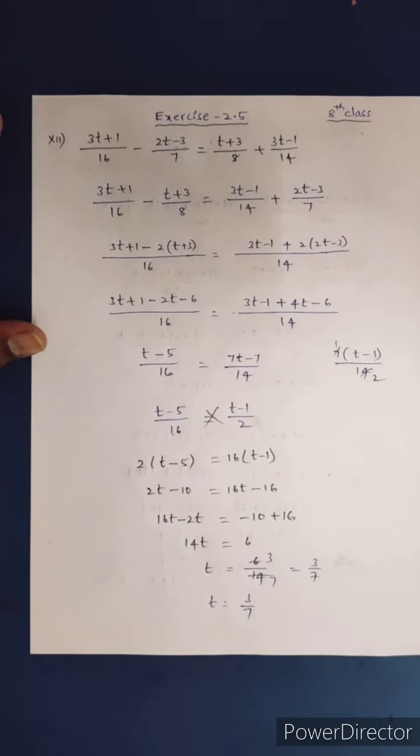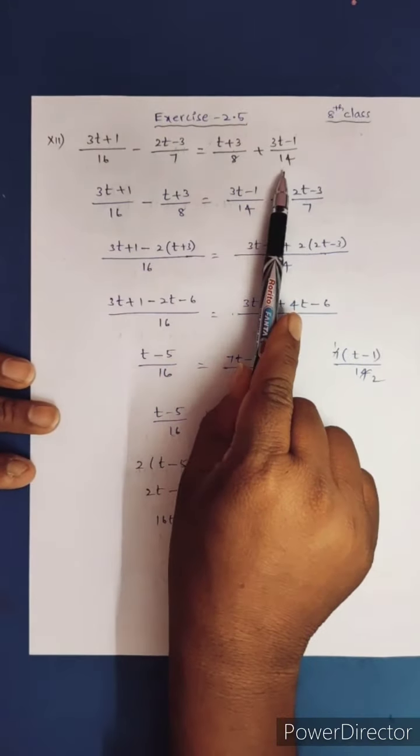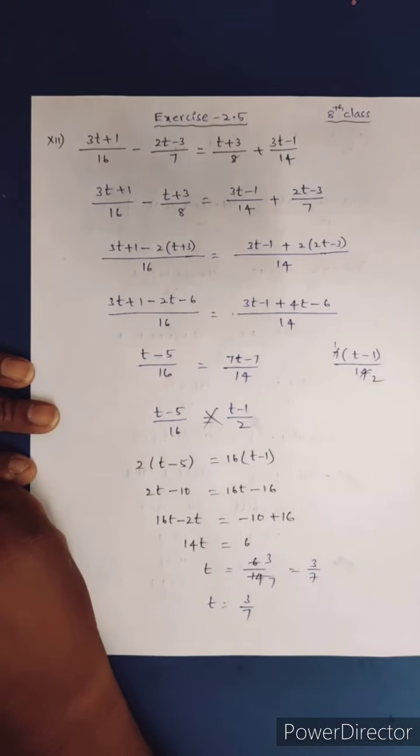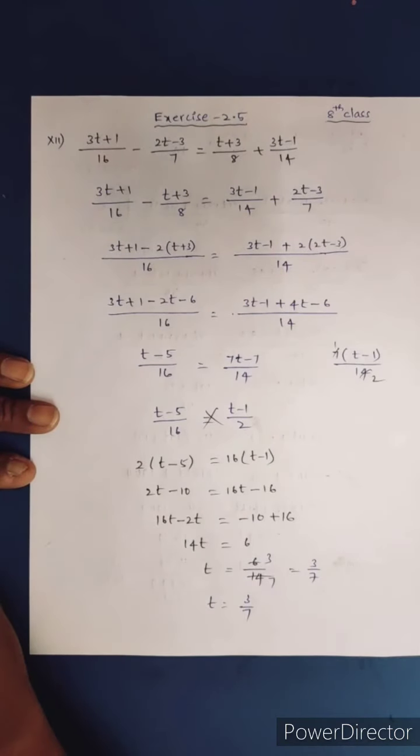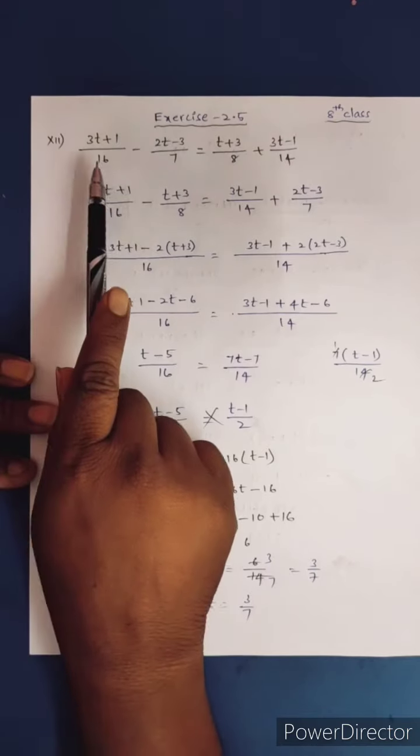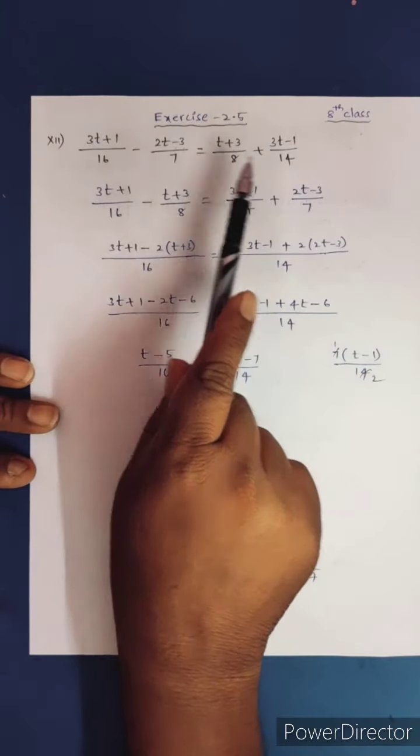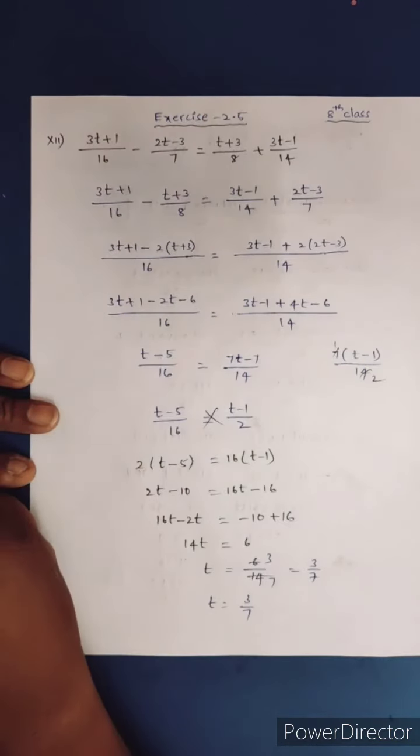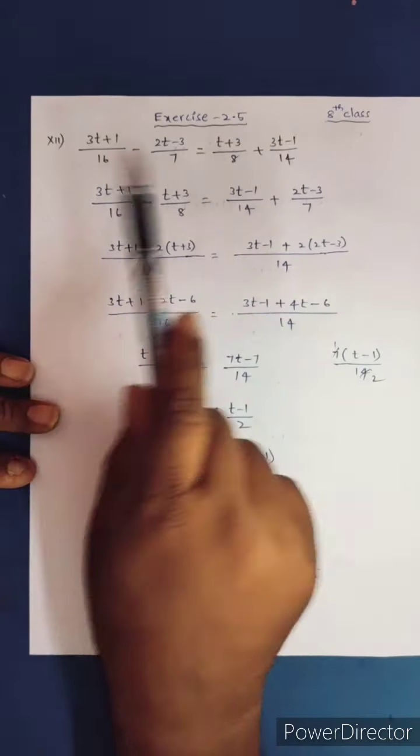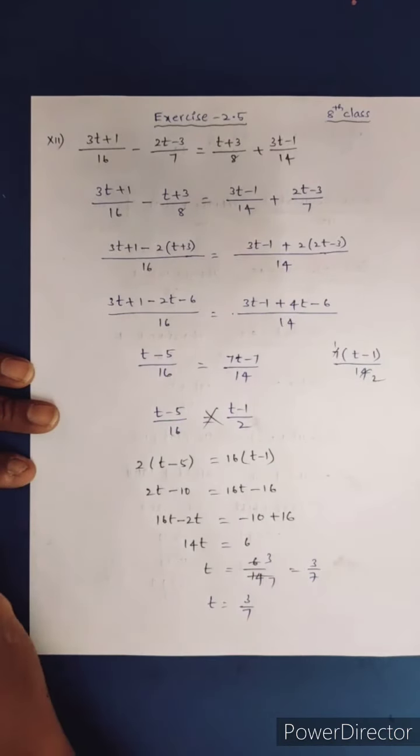Now 12th problem. 3t plus 1 by 16 minus 2t minus 3 by 7 is equal to t plus 3 by 8 plus 3t minus 1 by 14. All are variables. Every fraction has a variable. Then check the denominator. 16, 8, 7, 14. So 16 and 8 are in the 8 table. 7 and 14 are in the 7 table. So take it one side.